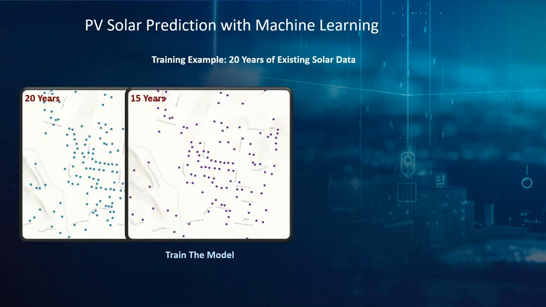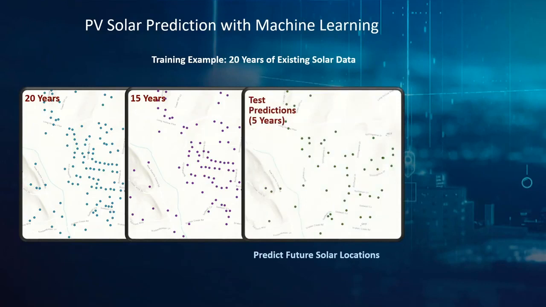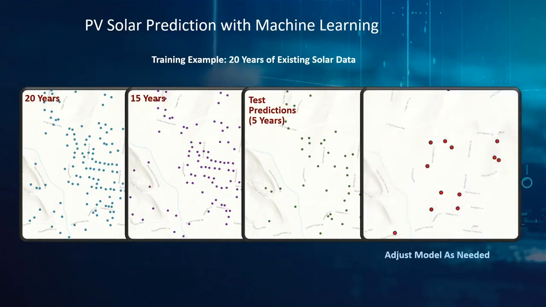This is where the machine learning algorithm will look for and identify the patterns that are occurring and the overlap between those different data sets. Once I've done that, I can use machine learning to predict where I think solar will show up in the next 5 years. And because I've reserved 5 years of data, I can test my predictions against reality, make any adjustments I need to in my model, and then use that as inputs into my planning process.